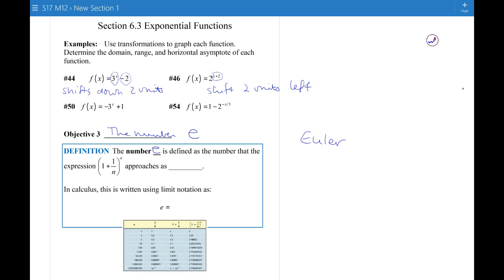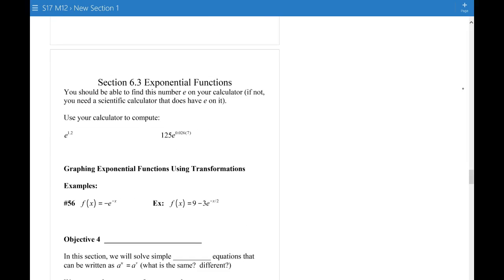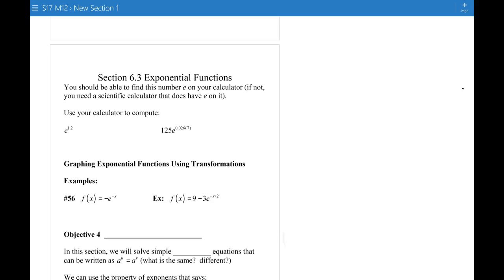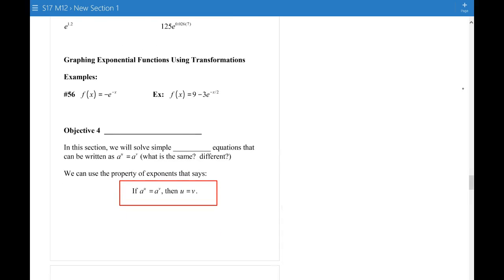That's this number. It's defined as the number that this expression, (1 + 1/n)^n, approaches as n gets really, really large. In calculus, we write this using limit notation. We say the limit as n goes to infinity of (1 + 1/n)^n equals e. You should be able to find this number on your scientific calculator. You do need a calculator that has an e button, and then we'll use our calculators to make sure we all know how to do this. And then the transformations work the same way with the e, so we'll do these two examples together in class.